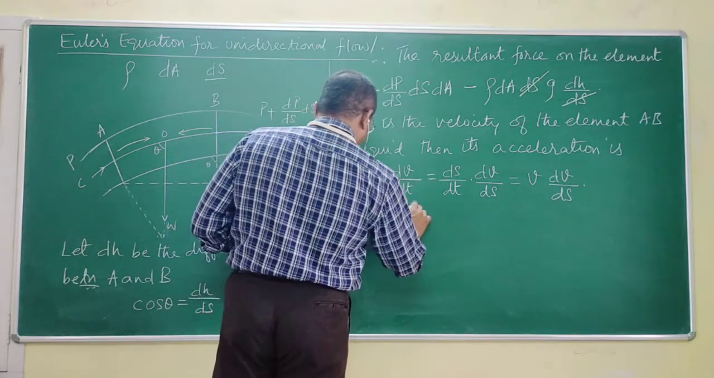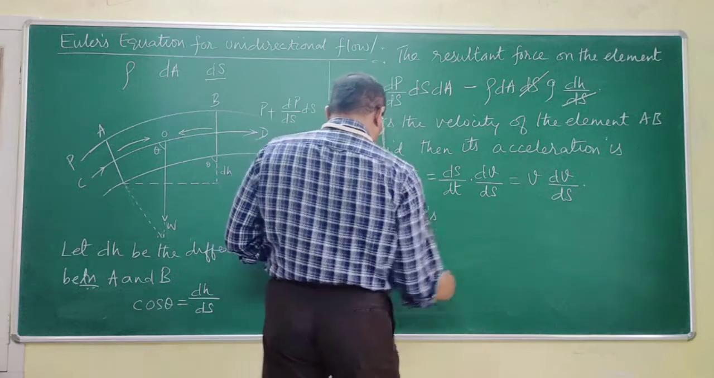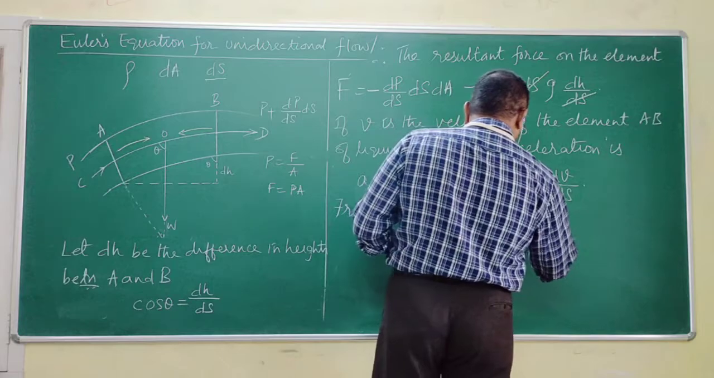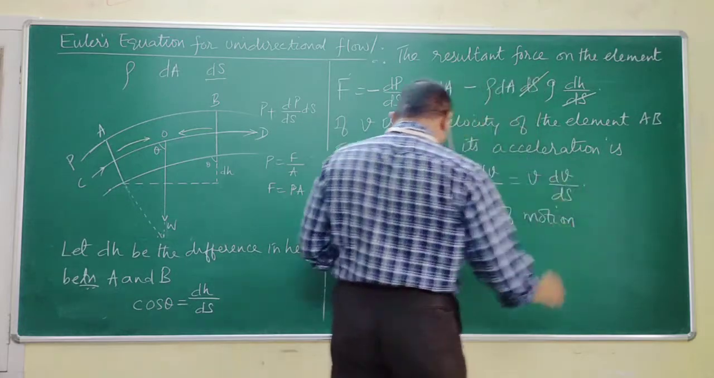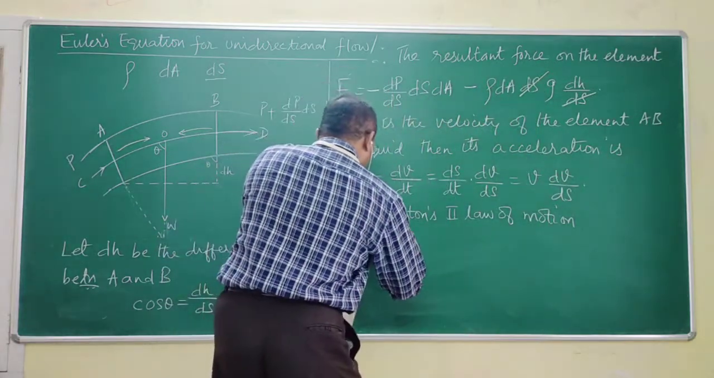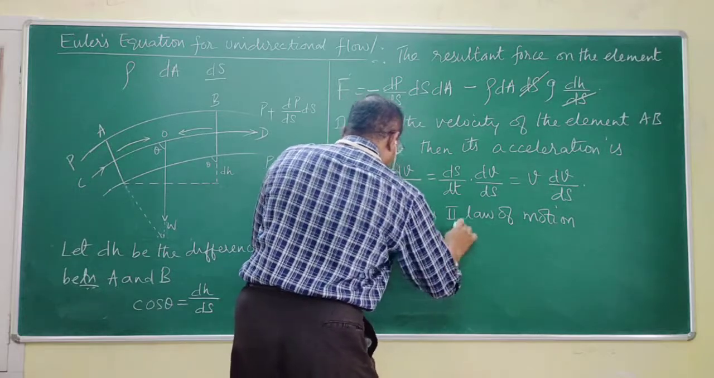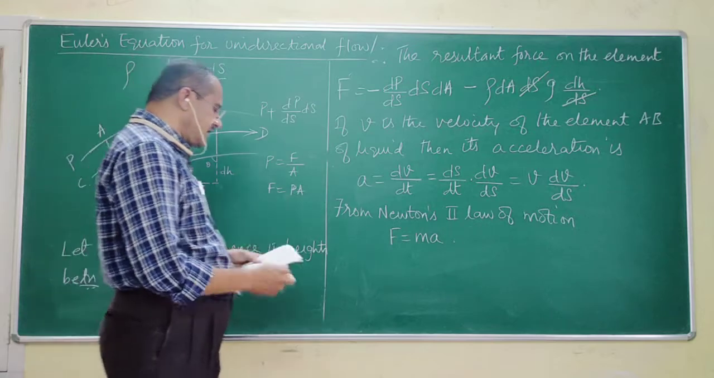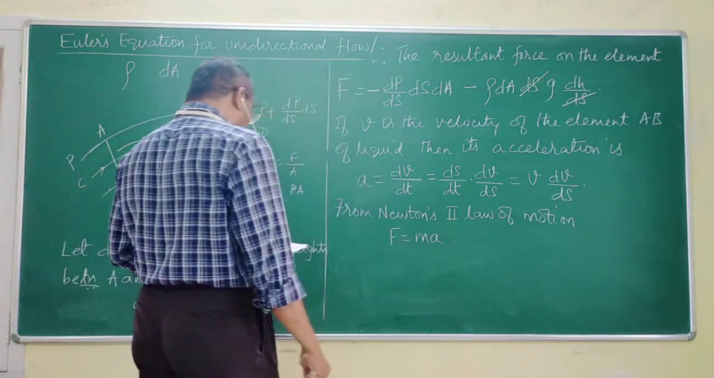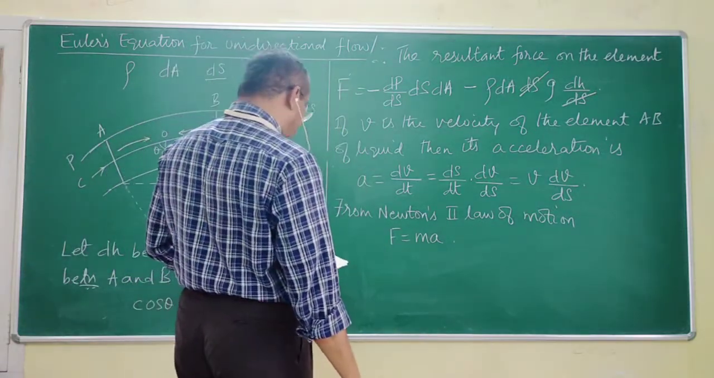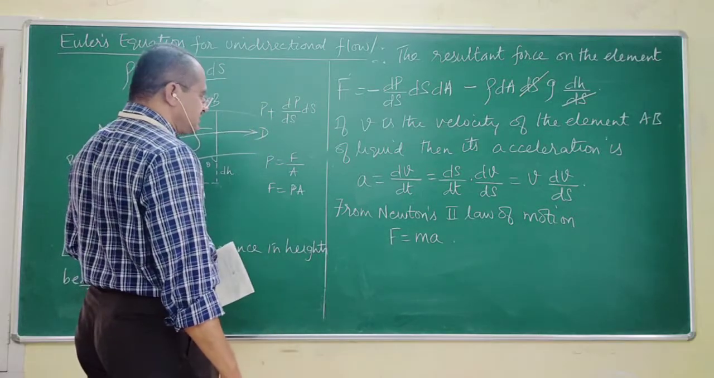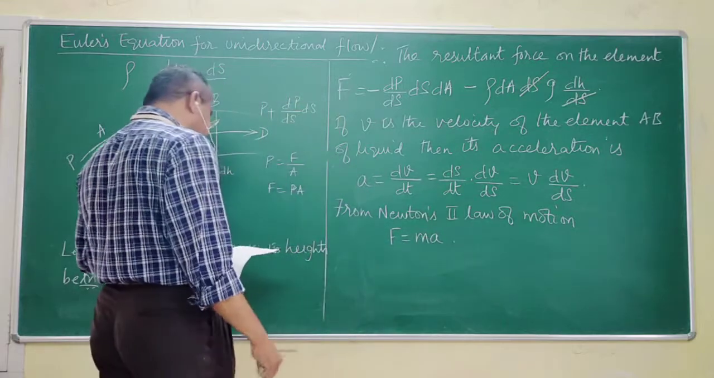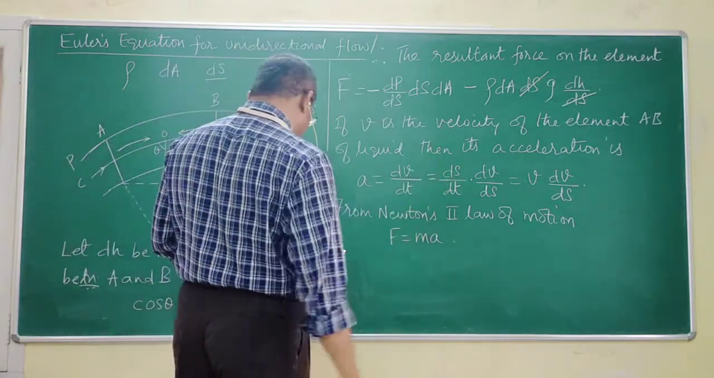Okay. Therefore, from Newton's second law of motion, F is equal to ma. In the place of a, I can substitute that. Okay, fine. Now what do I do here? I am going to substitute for F and then m, mass and then acceleration.